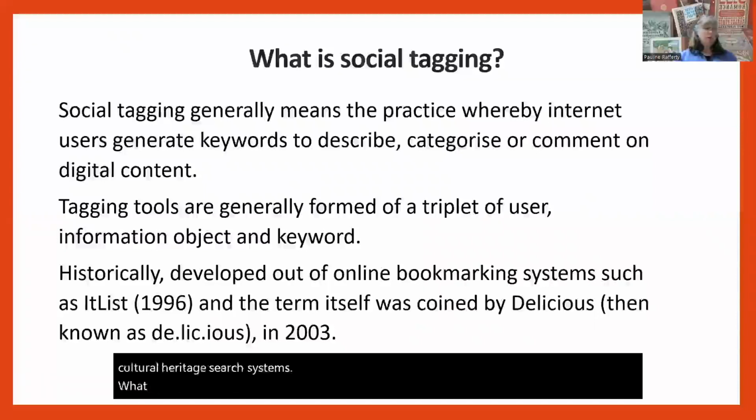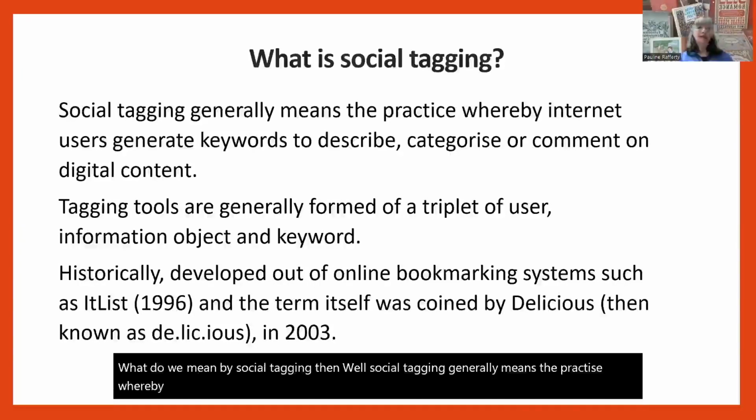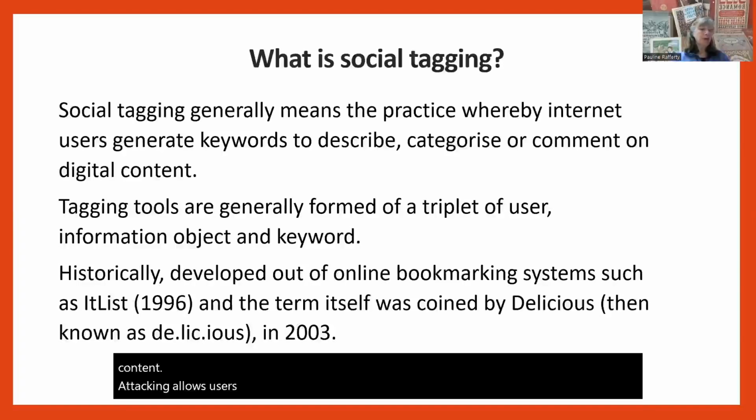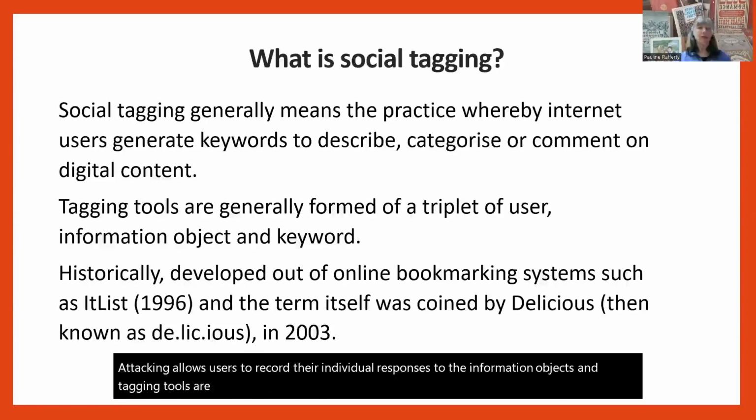What do we mean by social tagging then? Well, social tagging generally means the practice whereby internet users generate keywords to describe and categorize or comment on digital content. Tagging allows users to record their individual responses to the information objects. And tagging tools are generally formed of a triplet of user, information object, and keyword.